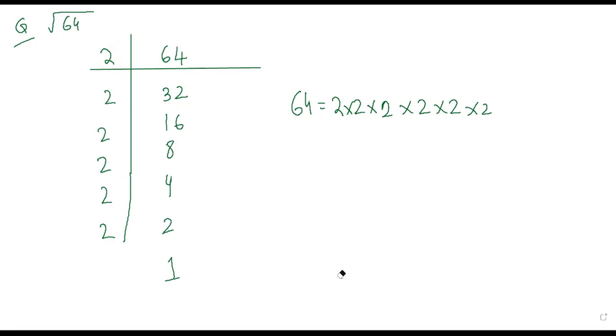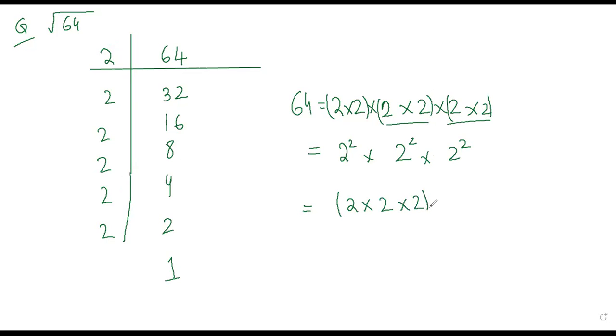Acha, I have written all the 2's. Uske baad, I need to make pairs. Why do I need to make pairs? Because I need to write down these numbers as squares. 2 multiplied by 2 can be written as 2 squared. 2 multiplied by 2 can be written as 2 squared. 2 multiplied by 2 can be written as 2 squared. Okay, this is being multiplied. And finally, I can write it as 2 multiplied by 2 multiplied by 2, and I can write these 3 powers as 1 power. So 64 is equal to this.